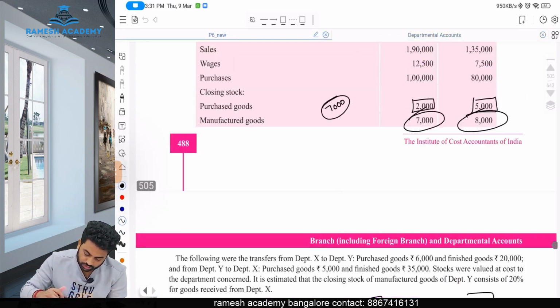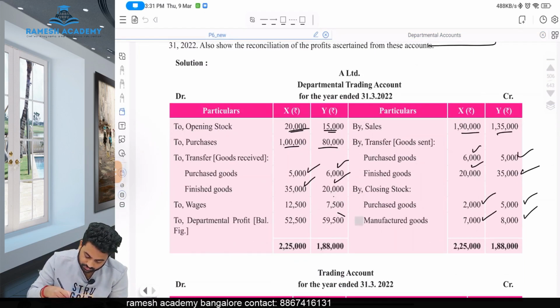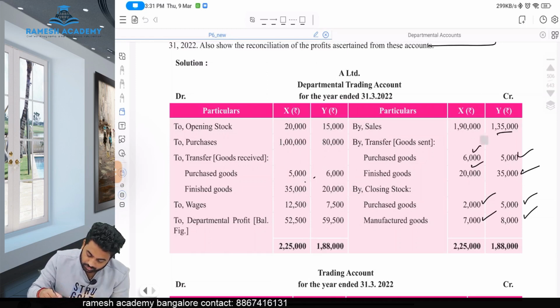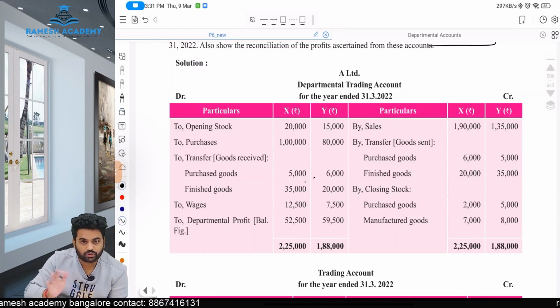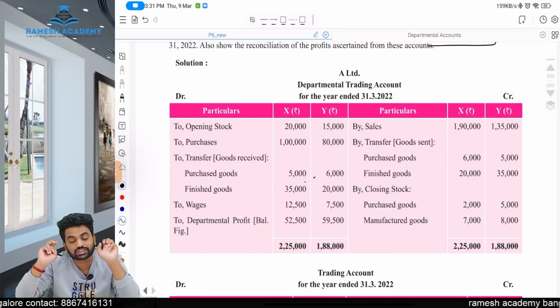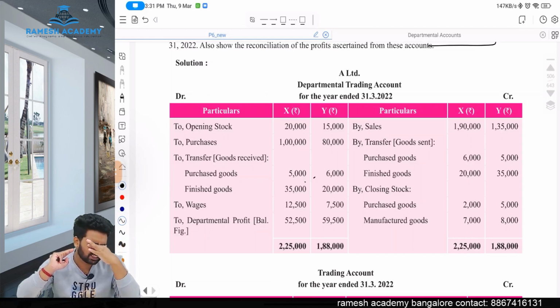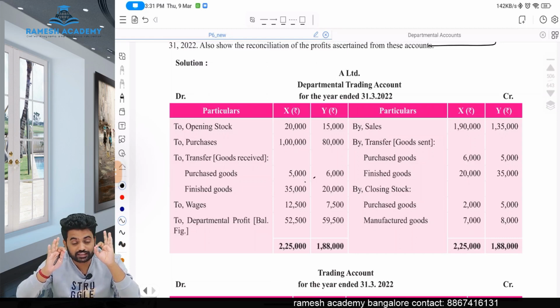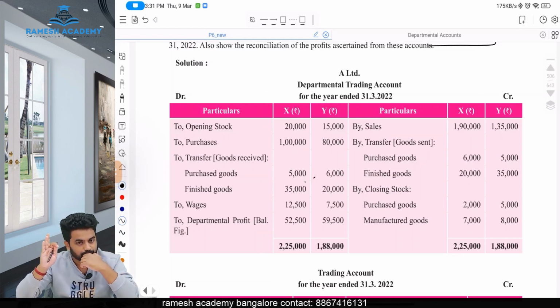See, out of the total gross profit of 52,500, tell me, is this 52,500 derived only from the normal sales? No, it is also derived from transfer of the manufactured goods. I repeat, transfer of manufactured goods. Sir, why not normal goods? Normal goods are sent at a cost price. Only finished goods are sent at a selling price.